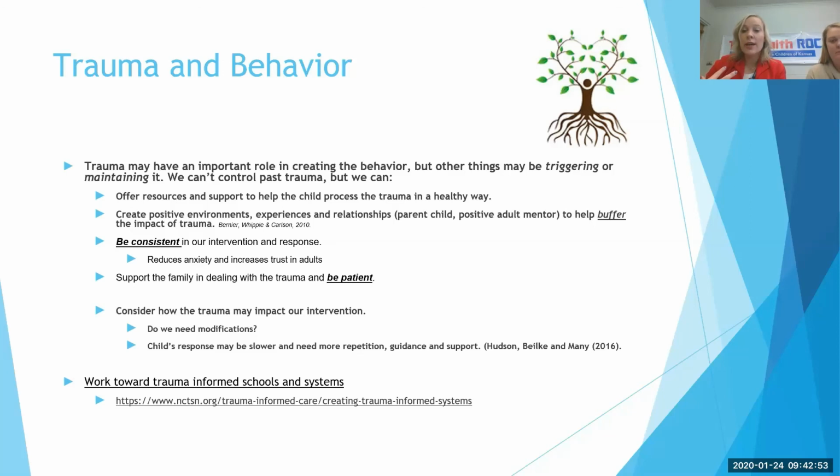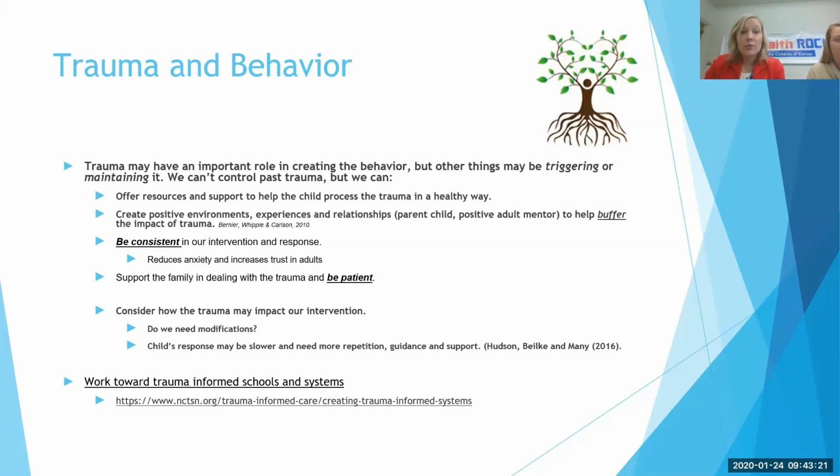And so we need to realize what is maintaining it, because we can't control past trauma, right? Which is really unfortunate. I think that's heartbreaking for many of us, but we can't change what happened. But we can try to support this child to display more adaptive behavior so that they can be more successful. Because when they're more successful at school and with their peers and with their teachers and in the community, then that creates more positive experience to balance out that trauma.